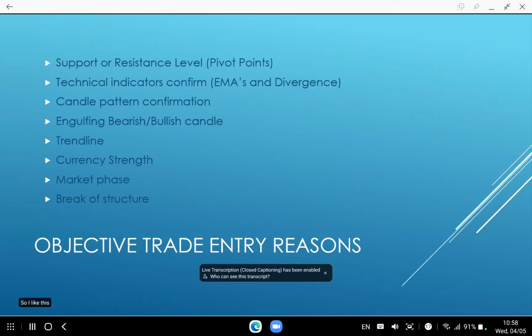I do technical indicator confirmation with my confluence. So I like the EMAs or divergence. I'm going over that tomorrow. The candle pattern confirmation, your engulfing bearish or bullish candle. It hit my trend line. If you are doing a trending market, trend is going to trump currency strength. Market structure is going to trump currency strength. So do I use currency strength? I don't. I go over market structure. Yes. So confirmation candles are best with a trending market. This is for HFX.